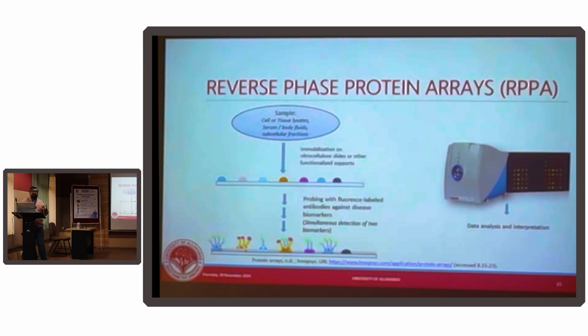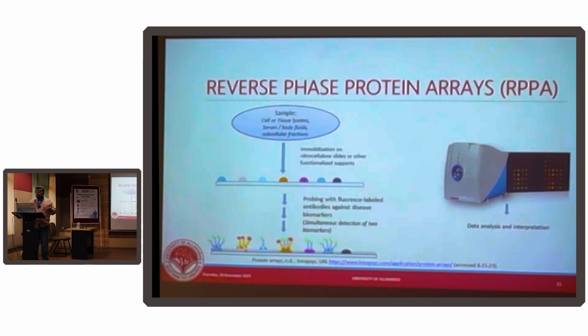One thing to remember is, whenever you design an array, you have to remember which spot you are putting what. On your computer, you should have designed the array, and just like you work in a 96 well format, you don't label each of the wells, do you? Right? You know that A1 is this, A2 is this, B3 is this. Similarly, think of it like a 96 well, a 96 spot array on a microscope slide. Then you can probe with fluorescence labeled antibodies against these biomarkers.